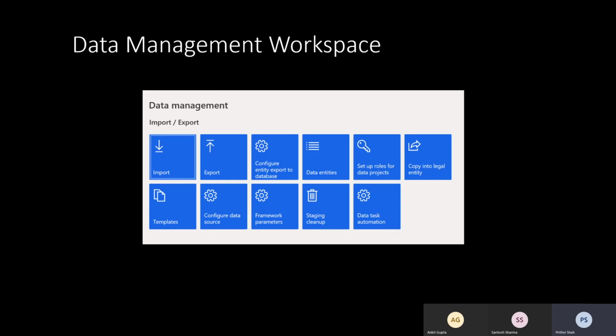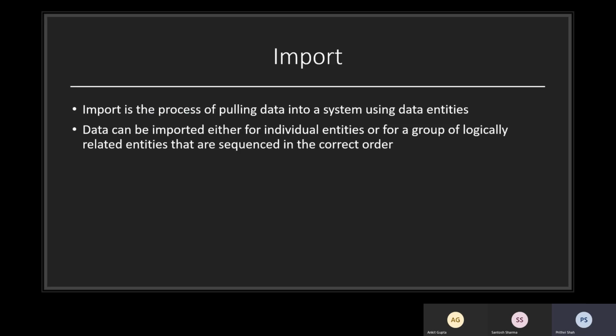Starting with the Data Management Workspace. As shown on the screen, the Data Management Workspace consists of the tiles shown, each having different functionalities. Import. Import is the process of pulling data into a system using data entities. The import process is done through the import tile in the Data Management Workspace. Data can be imported either for individual entities or for a group of logically related entities that are sequenced in the correct order. The file formats vary depending on the type of import. For example, for an entity it can be an Excel file, whereas for a data package it can be a zip file.